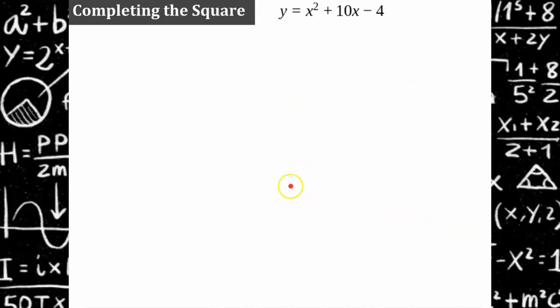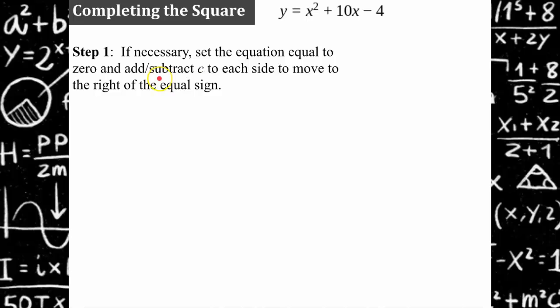So let's use this idea to learn to complete the square. So here's my quadratic function. Step 1: if necessary, we're going to set the equation equal to 0. So that's back to using the zero product property to solve for the roots. That's what we're solving for when we complete the square, our x-intercepts.